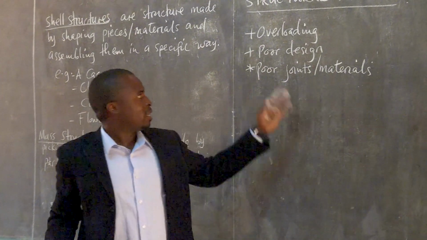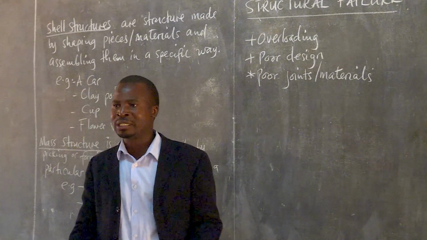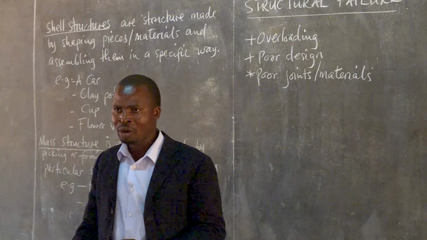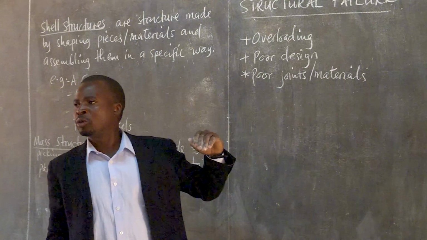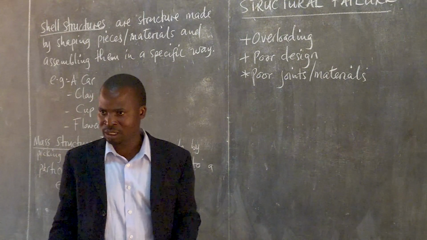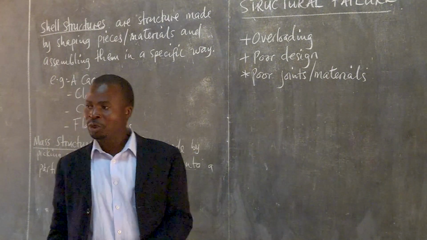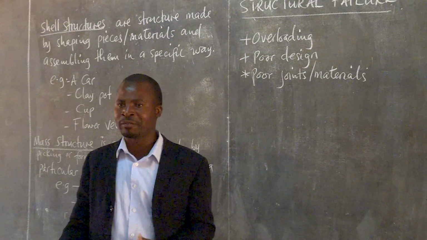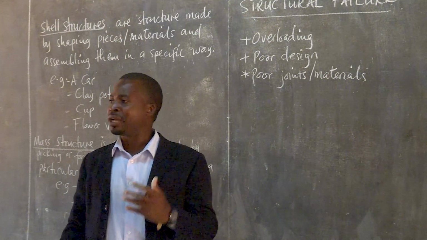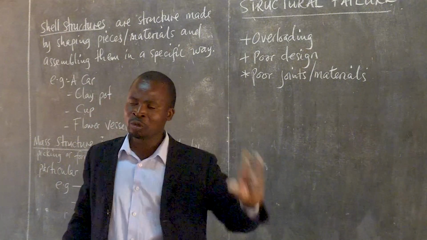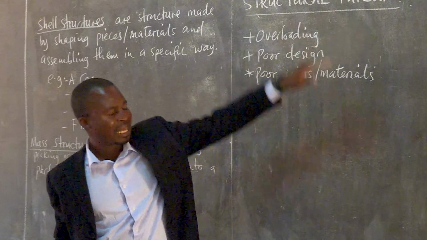Then, poor design. When designing structures, first we look at their strength or stability. Is it stable enough to do the intended purpose, the reason why you are making it? Then you look at the joints. Are these joints strong enough for the structure to do the intended purpose? From there, you prevent these failures.